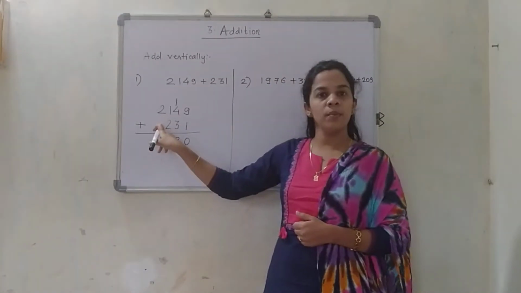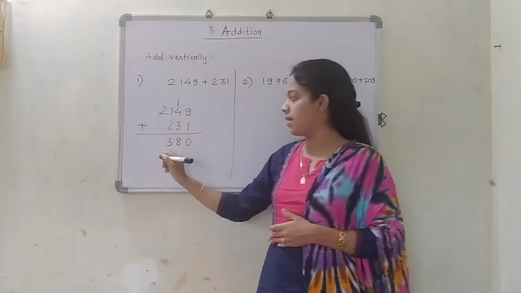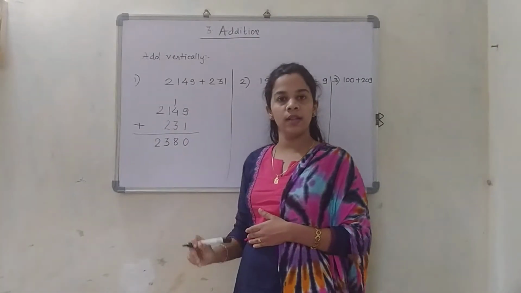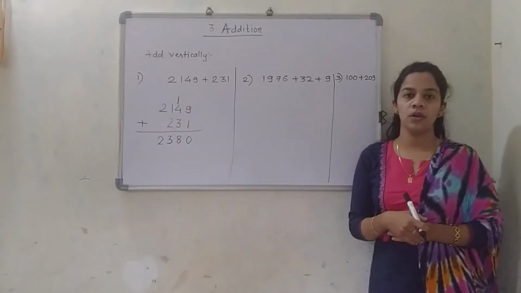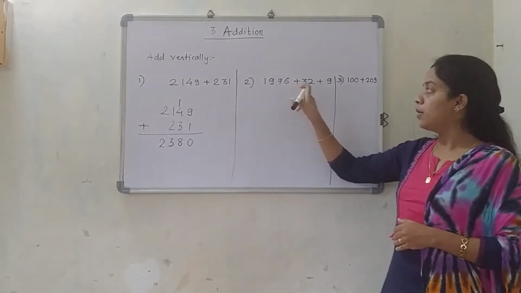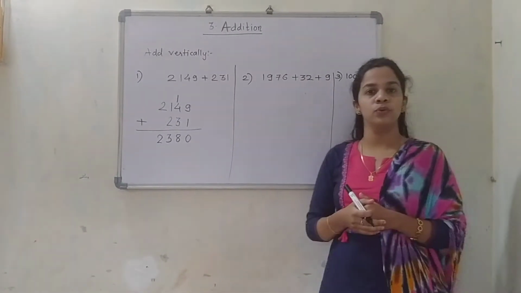And 2, there is no one below it, so we are going to write it as it is. Have you understood this one? Yes. Just go for the next question. Here they have given you 1, 2, 3 numbers and they have told you to add them.